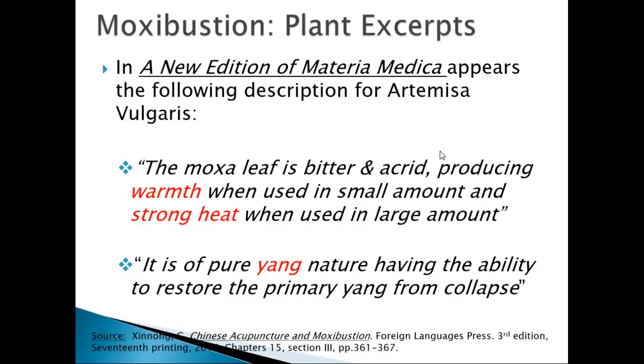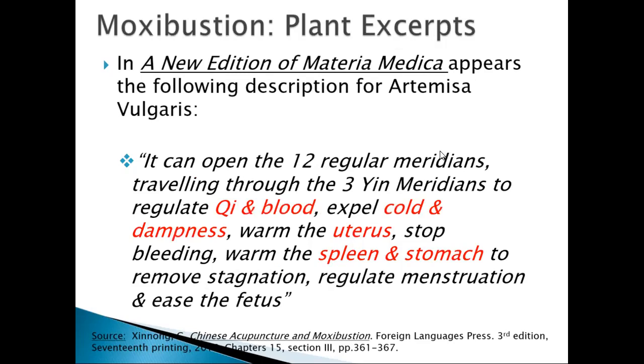So, a little detail about plant excerpts. In a new edition of the Materia Medica came the description for Artemisia vulgaris. The moxa leaf is bitter and acrid, producing warmth when used in small amounts and strong heat when used in large amounts. It is of pure yang nature and has the ability to restore the primary yang from collapse. It can also open the 12 regular meridians, traveling through the 3 yin meridians to regulate your qi and blood, expel cold and dampness, warm the uterus, stop bleeding, warm the spleen and stomach to remove stagnation, regulate menstruation, and ease the fetus.